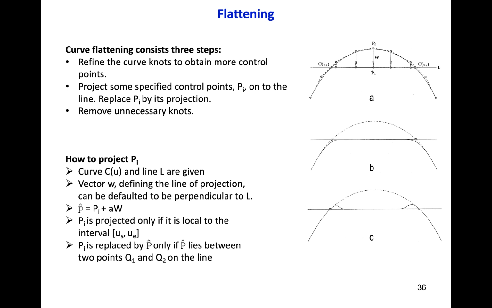Pi is projected only if it is local to the interval us to ue. Pi is replaced by pi hat only if pi hat lies between two points q1 and q2 on the line. These last two points are basically telling us when we take the projection of a control point and when we replace that point by its projection.